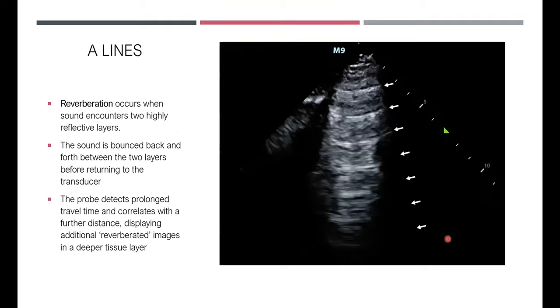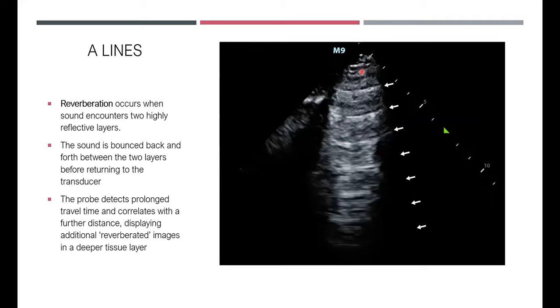A lines, I would say, are very classically horizontal reverberation artifacts. And they occur because of the interaction of sound waves with the pleural margin and the lung tissue below the pleural margin. So we have alveoli and we have lung tissue below the pleural margin. Clearly, the pleura and the alveoli have tissue, and tissue is a highly reflective surface. Sound waves come, hit the pleura and reflect back. And that's the pleura there that you can see.